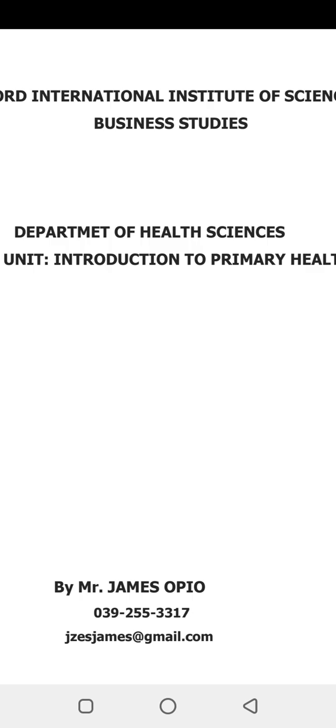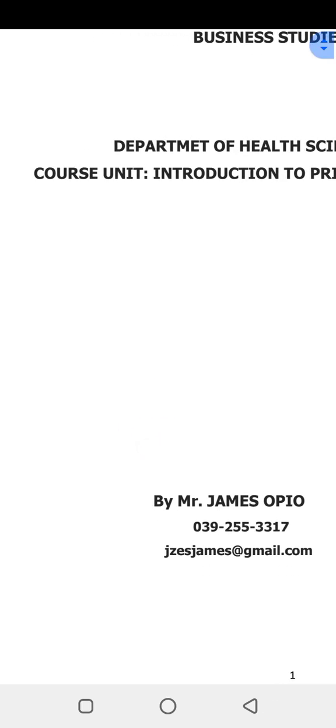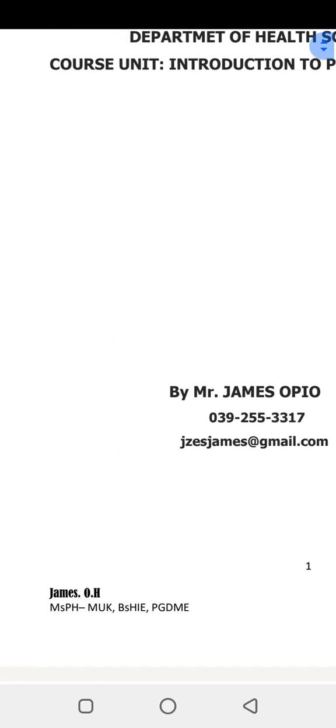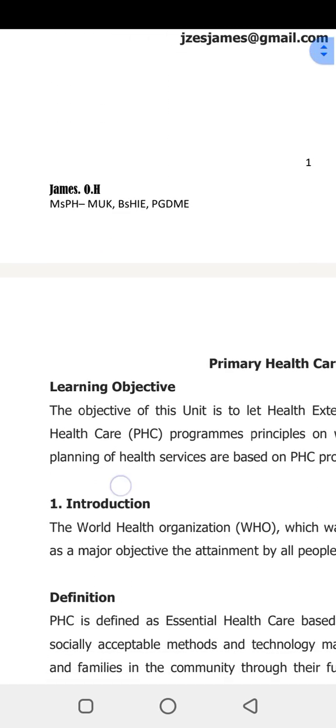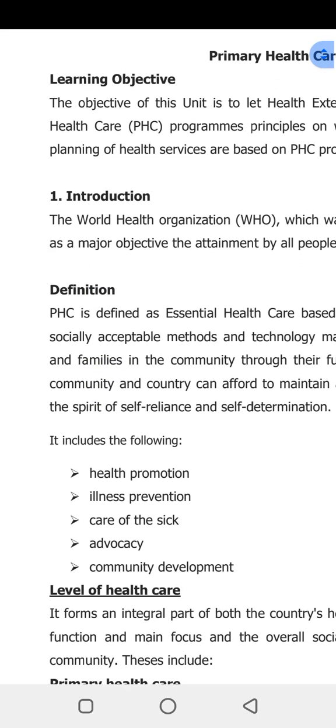I think primary health care is not a new term. It's not just vocabulary. This is something that has been talked about before, and people will continue talking about it, more especially in this profession. And without wasting much time, I would like to look at the definition, what primary health care stands for.